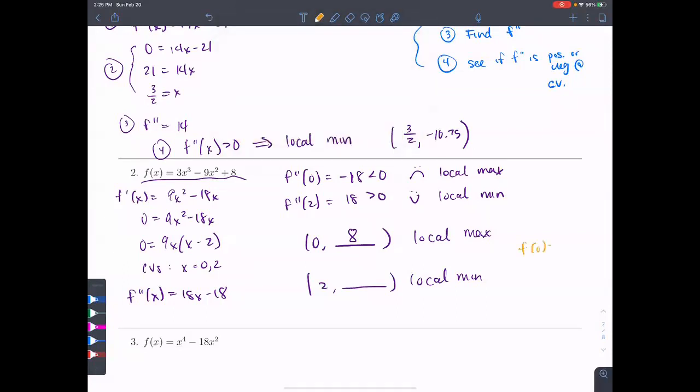F of 0 is 8. F of 2 would be 2 cubed is 8 times 3 is 24 minus 36. 24 minus 36 is negative 12 plus 8 is negative 4. Okay, so local max at (0, 8), a local min at (2, -4).